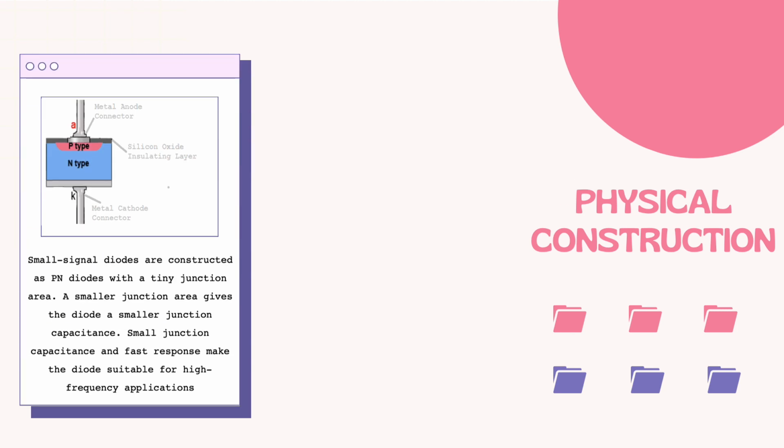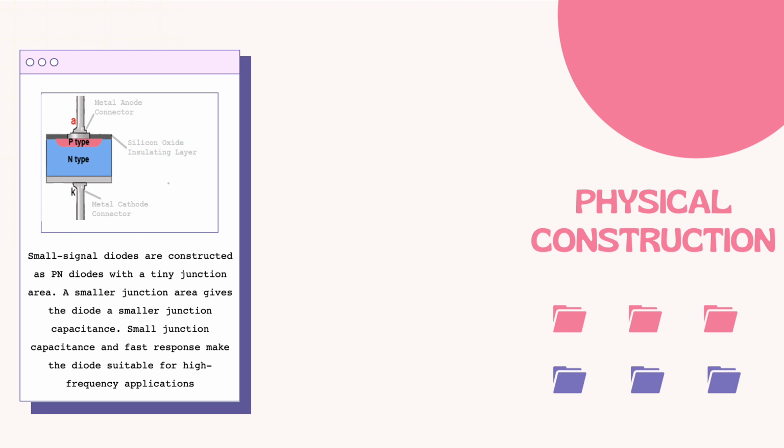Now we are going to discuss the physical construction of a signal diode. Small signal diodes are constructed as PN diodes with a tiny junction area. A smaller junction area gives the diode a smaller junction capacitance. This also reduces the reverse recovery time of the diode to a few nanoseconds or less. Small junction capacitance and fast response make the diode suitable for high-frequency applications.